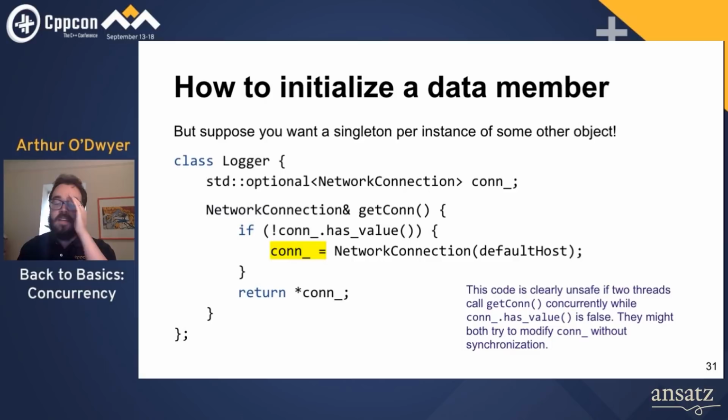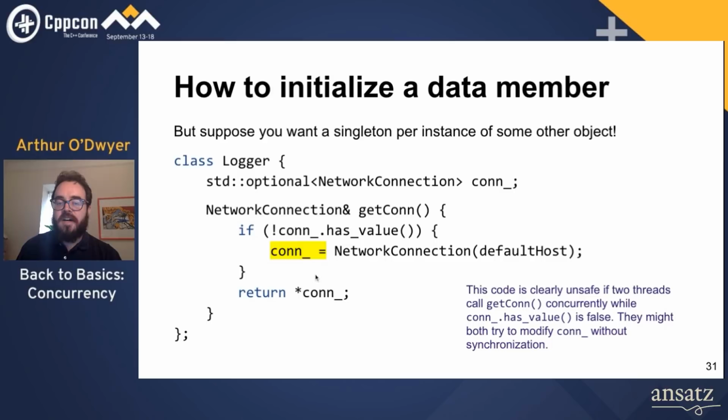So suppose you want a singleton per instance of some other object. So you can't use a static, but I have this data member of a logger. So each logger has its own optional network connection. And I have this get connection function that the first time you call it, I want it to create a new network connection and populate the optional.